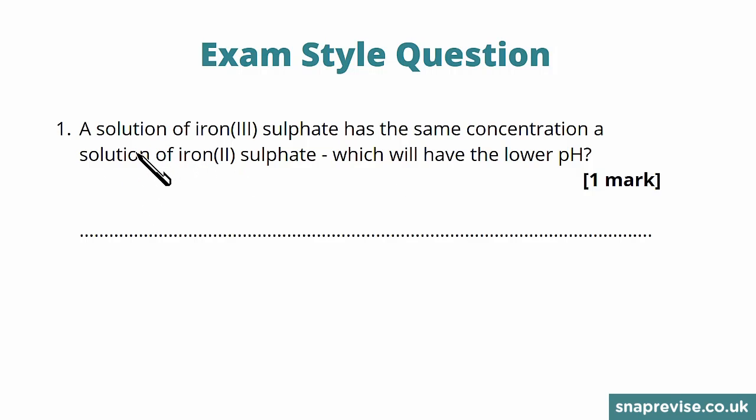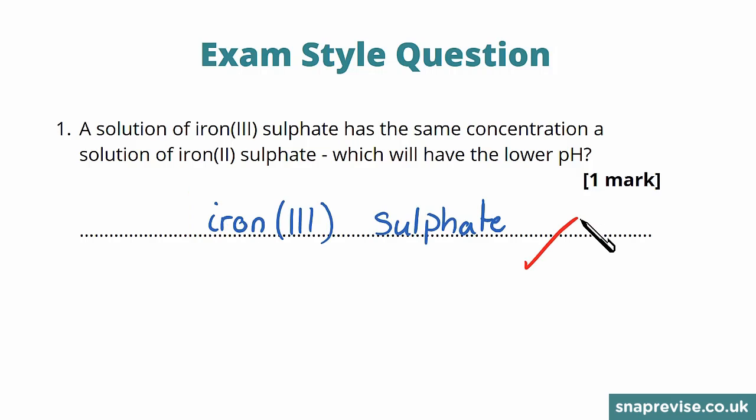So this is a very simple question to start, and it just means recalling that because of the higher charge density on iron 3 ions, their complex ions are more acidic, so the iron 3 sulfate is going to be the one with the lower pH. So this gets us the 1 mark for this simple question.